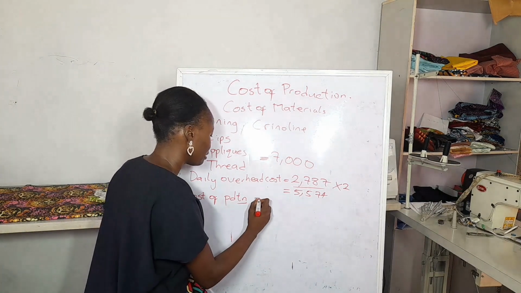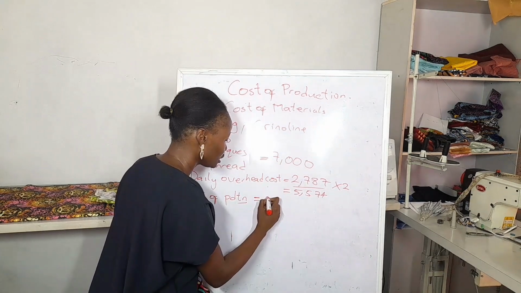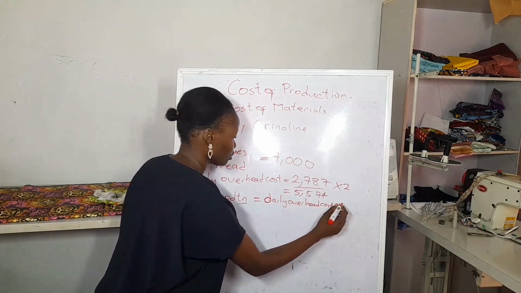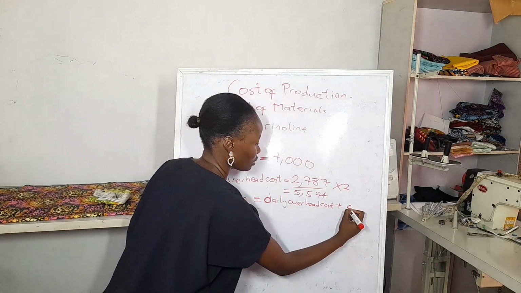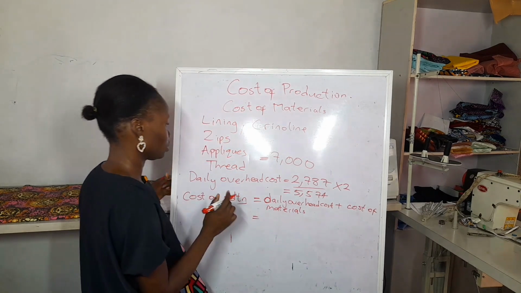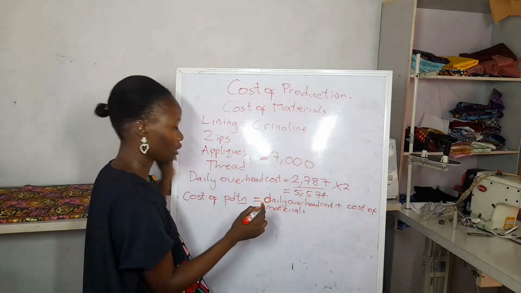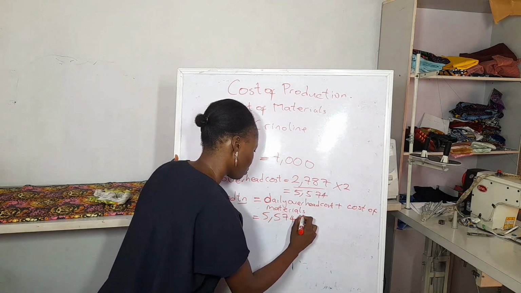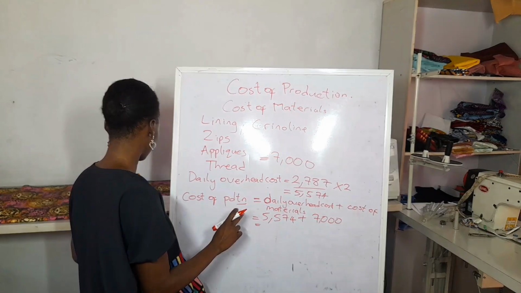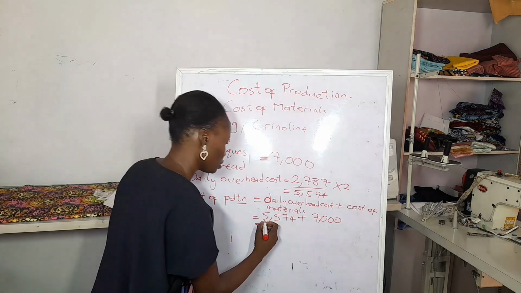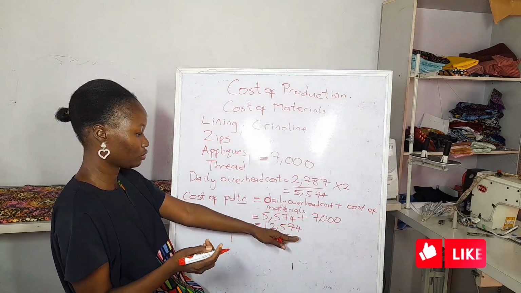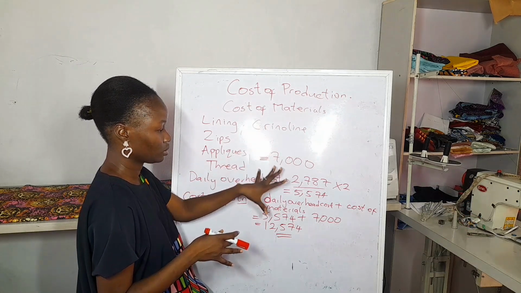So my total cost of production, I abbreviated this, will be my daily overhead cost plus cost of materials. And this is 5,574, because I'm using 2 days, plus 7,000. So the total of that will give me 12,574. So this is my cost of production, 12,574.